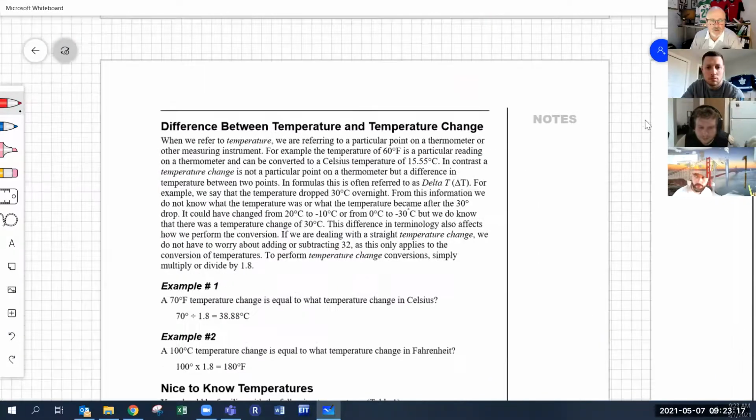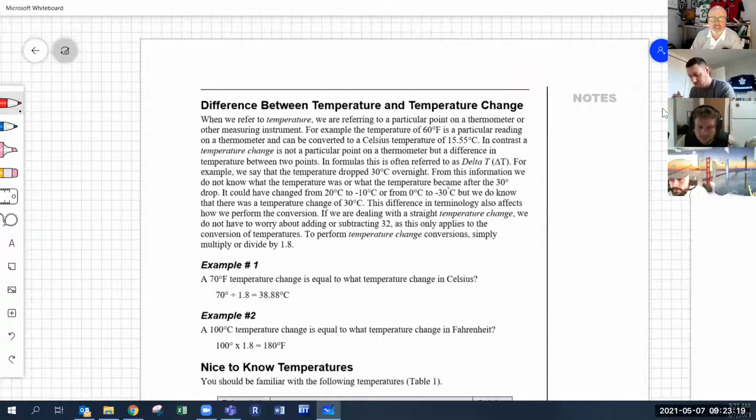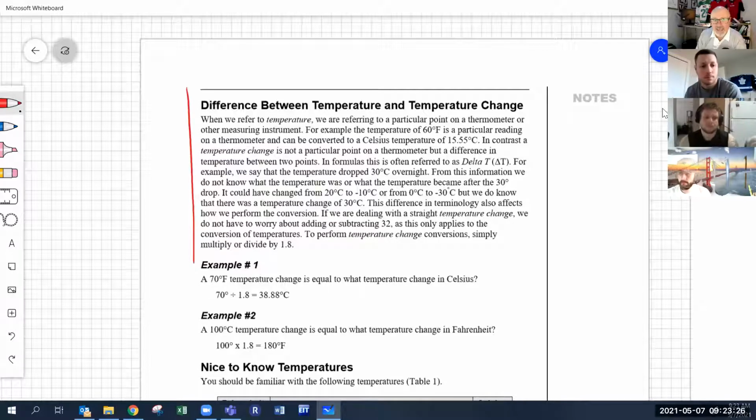Okay, so now we're on the difference between temperature and temperature change. This goes on to tell us what a delta T is. I want to reinforce this a little bit: anytime I refer to delta T, I will draw it with a triangle and a T. That stands for delta T.